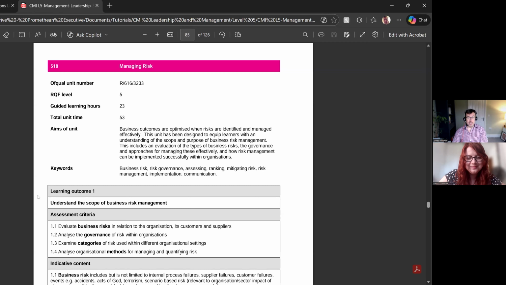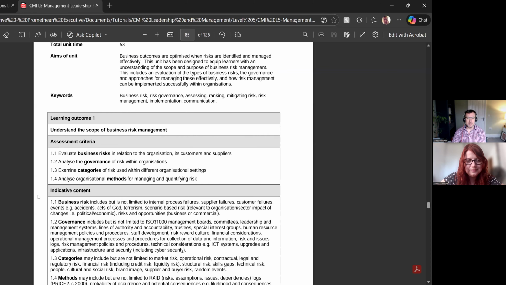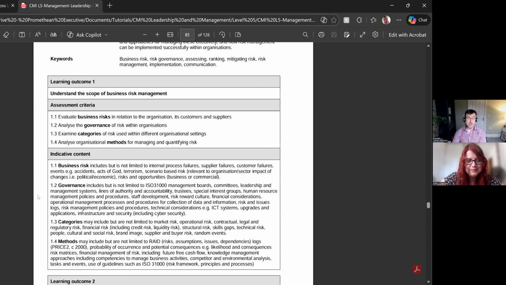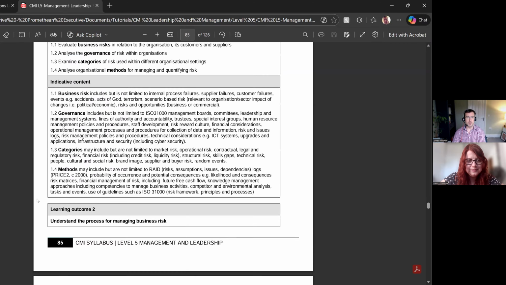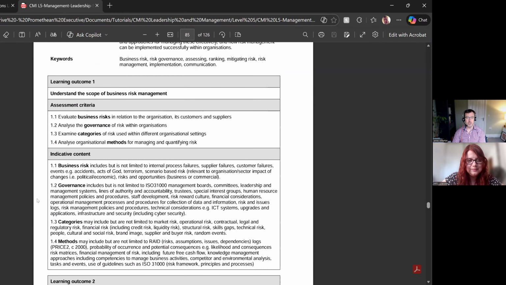Thanks, James. Right, so this assignment is all to do with the management of risk. We're going to take this down to each question and describe how we might approach each one of them. There are only two learning outcomes here, which is good, but there is a lot of detail required within these different learning outcomes, which we will run through.